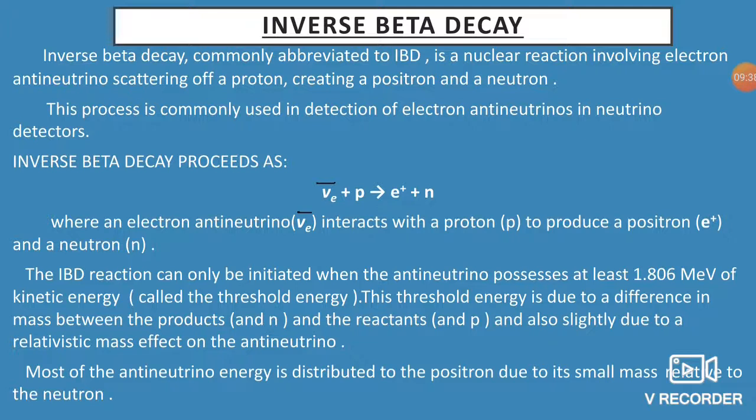Now this antineutrino energy is mostly distributed to the positron because the neutron has a bigger mass relative to the positron. The positron is smaller than the neutron. So most of the antineutrino energy is distributed to the positron. Thank you.